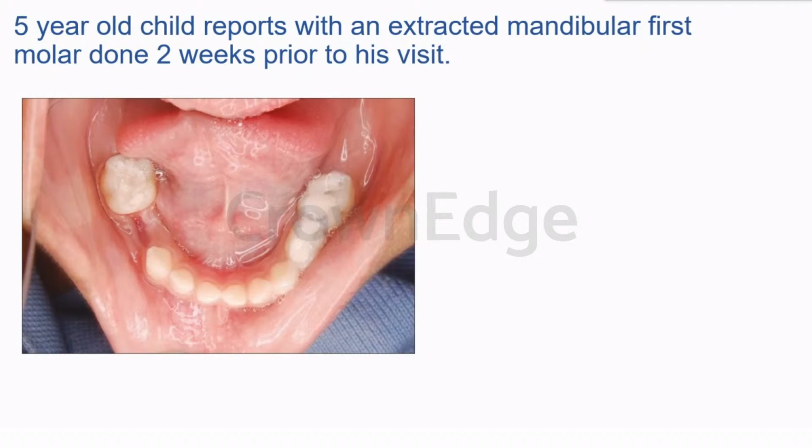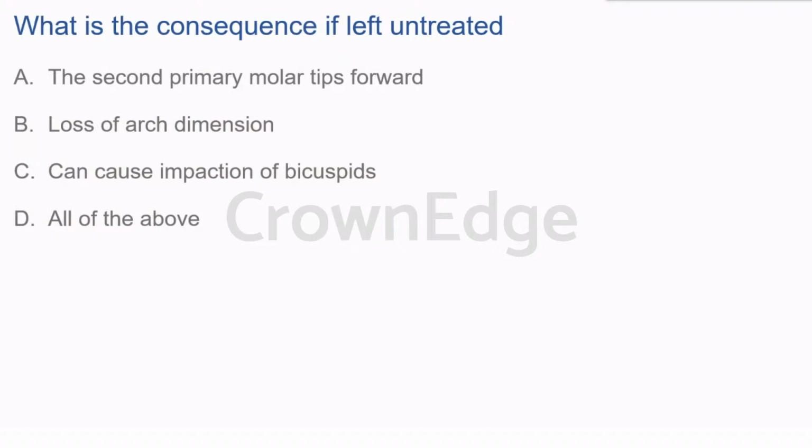So the first question is, a 5-year-old child reports with an extracted mandibular first molar done 2 weeks prior to his visit. The question being asked is, what is the consequence if left untreated? The options are, option A, the second primary molar tips forward. Option B is loss of arch dimension. Option C can cause impaction of the bicuspids. Or option D, all of the above.